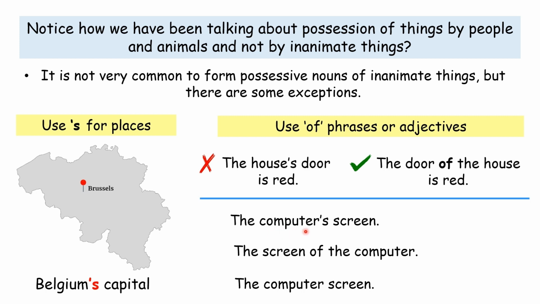Over here we have a possessive noun with an apostrophe and S. In this phrase, we have an of phrase. Computer here is acting as an adjective. The first phrase is very uncommon. The second and third one are more common, with the third one being the one that is more often used.